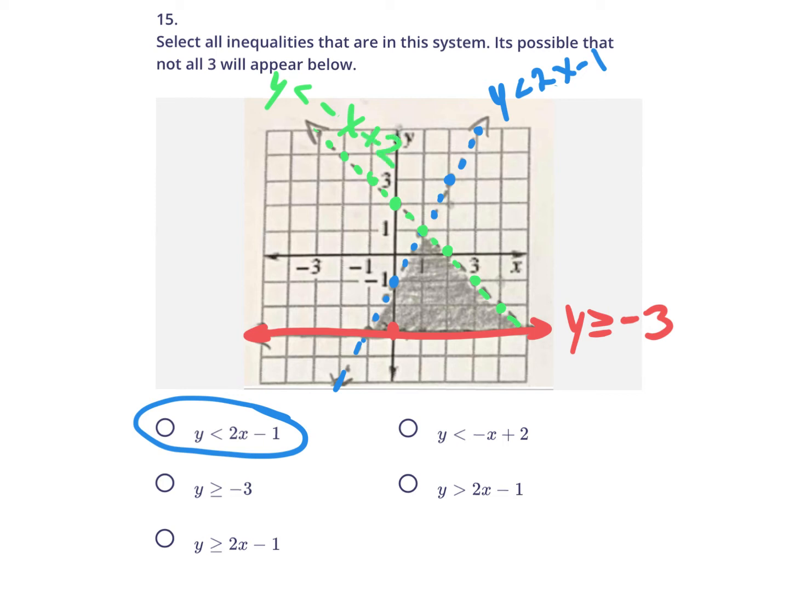So there's your inequality. y is less than -x plus 2, and also y is greater than or equal to, that was the red one right here, y is greater than or equal to -3. So you'd be selecting those three inequalities. Now keep in mind that in the instructions it says it is possible that not all three will appear below. So you might only find the green one and the blue one and not the red one on the actual test.